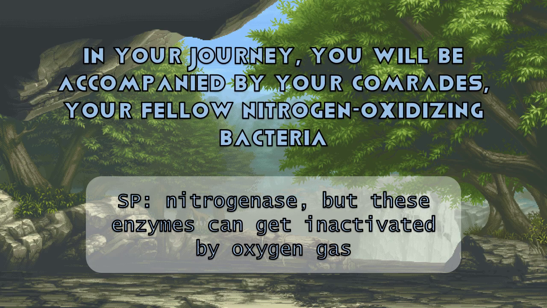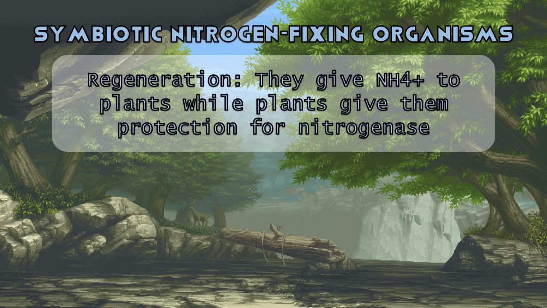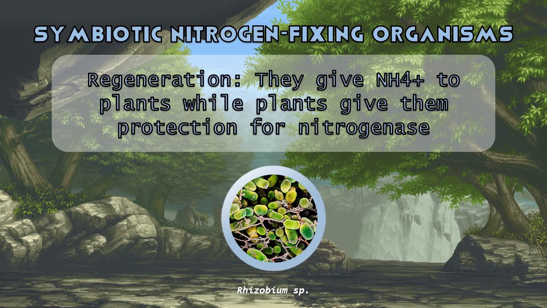In your journey, you will be accompanied by your comrades, your fellow nitrogen oxidizing bacteria involved in nitrogen fixation. You will be given a special power enzyme called nitrogenase, but these enzymes can get inactivated by oxygen gas. Your comrades have their own ways to protect it. Symbiotic nitrogen-fixing organisms create a symbiotic relationship with plants. Plants get ammonia from them, while plants give them ATP and protection so that nitrogenase enzymes can function well.